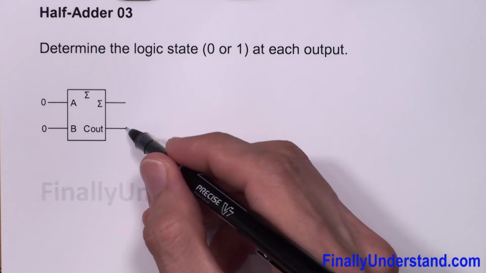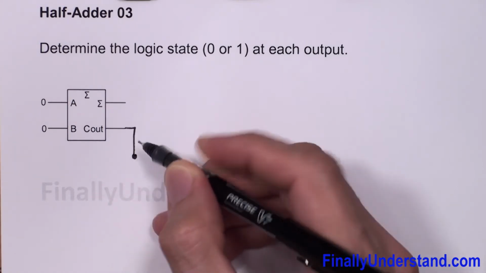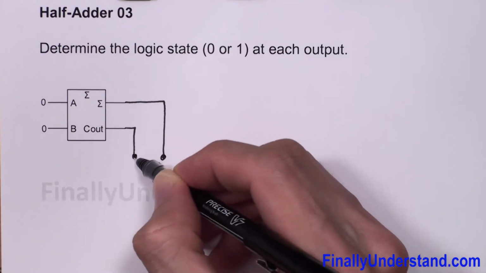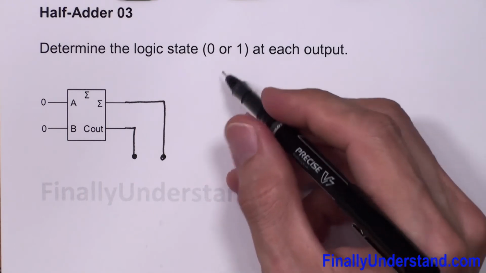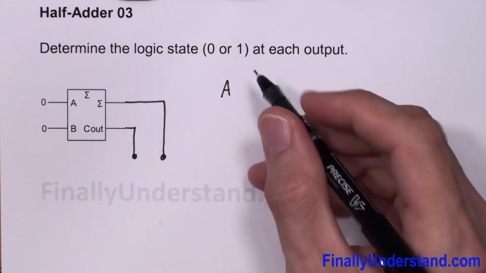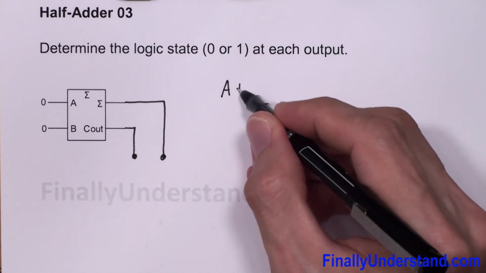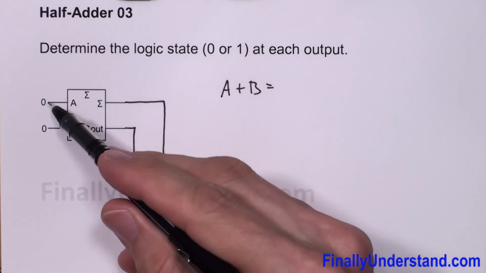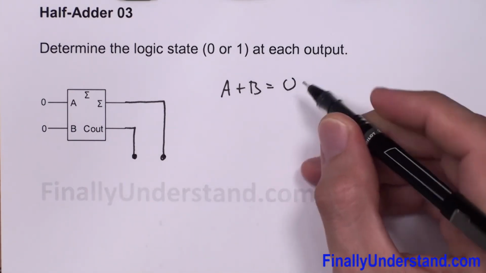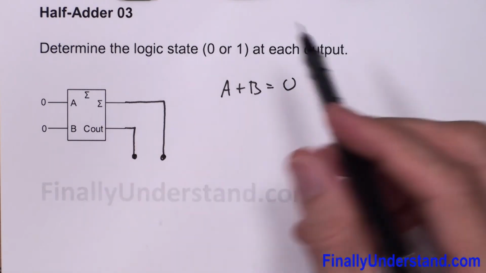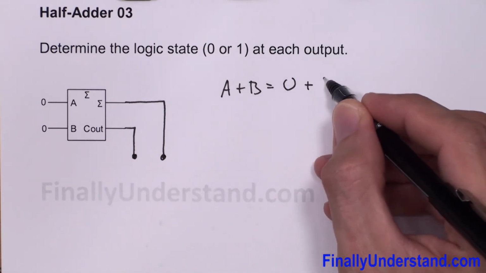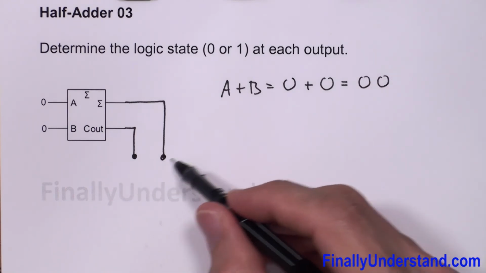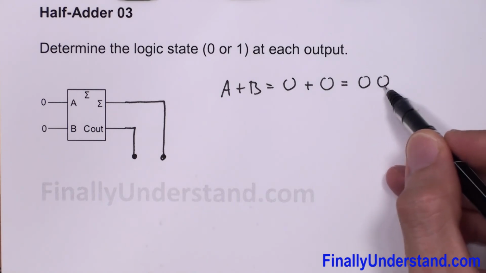Okay, and I'm going to extend the outputs again. So this is my carry out and this is my sum. Okay, now I'm supposed to write the formula. We can say A plus B because this is other. So A plus B. A is 0, okay, and B is receiving also 0, so 0 plus 0 is equal 0. But because I have two outputs, I'm going to write 0 using 2 bits.